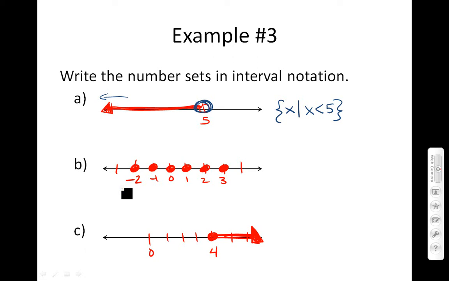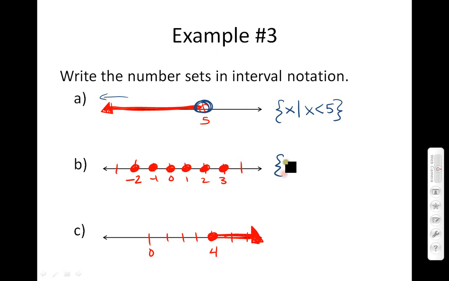For B, we have -2, -1, 0, 1, 2, and 3. So these are all solid circles on top of integers. And then these integers range from -2 to 3. So I'm going to need a compound inequality to show that I have a lowest value and a highest value.